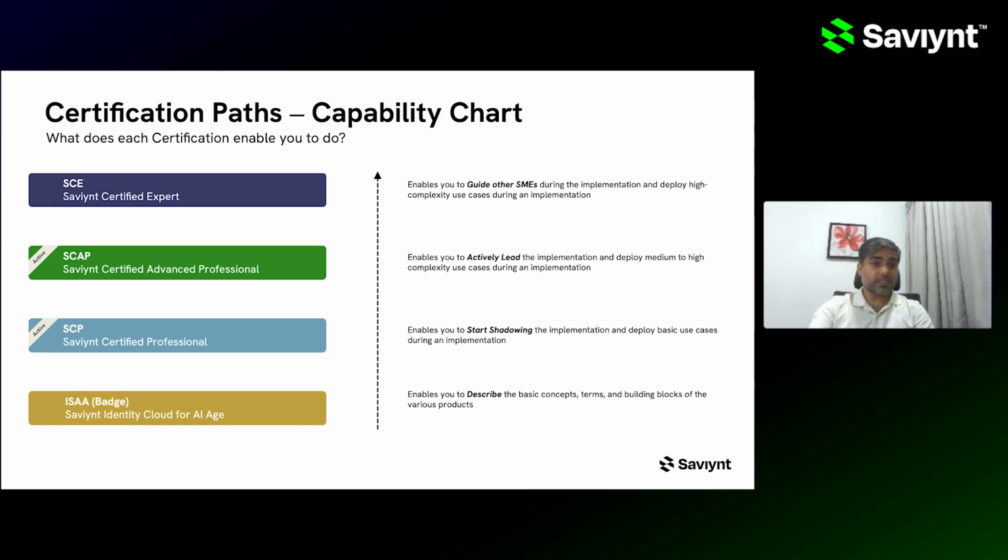And the top level one, which is currently not available but should be available in the near future, is called the Saviynt Certified Expert. That will be the highest level of certification that we will offer, and it will be built for the top architects, very seasoned professionals and practitioners. It will enable you to guide other SMEs during implementations and of course deploy high complexity use cases. So that's the capability matrix.